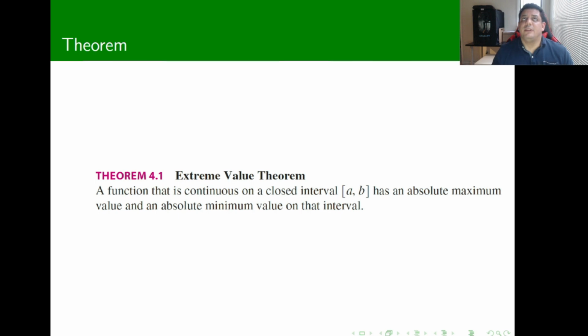Now, let's find a way to define when we can have that, which is the closed interval. For that, we have the extreme value theorem. The extreme value theorem says that a function that is continuous on the closed interval [a, b] has an absolute maximum and an absolute minimum on that interval. So if the function is continuous and the interval is closed, if we have both things, then we can guarantee that we have both maximum and minimum.